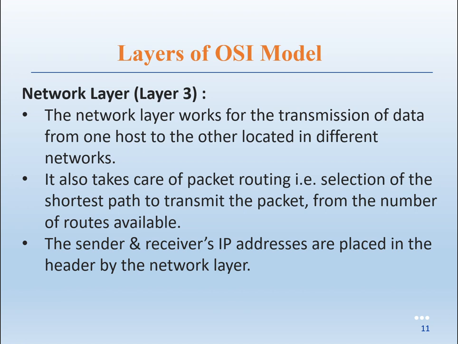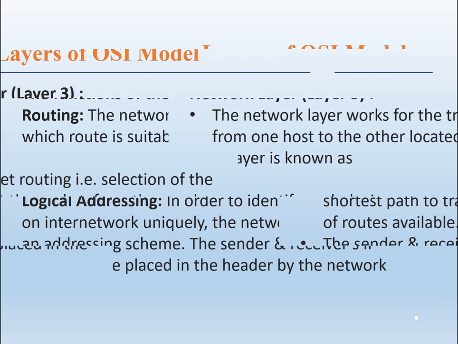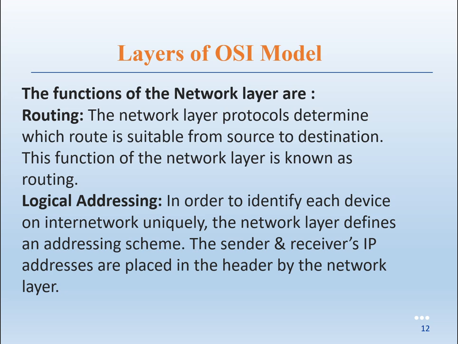The third layer is the network layer. The network layer is responsible for logical addressing and routing of data packets across multiple networks. It determines the best path for data to reach its destination and handles packet forwarding and congestion control. Common protocols used in the network layer include Internet Protocol, ICMP and IGMP. Devices such as routers operate at this layer. The functions of the network layer are routing and logical addressing.